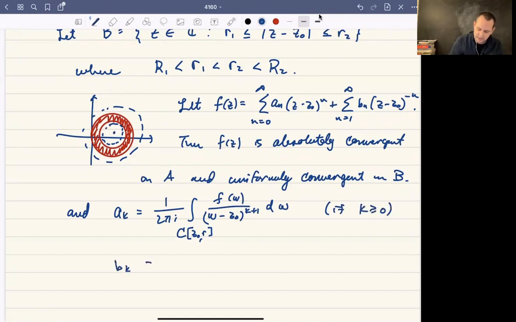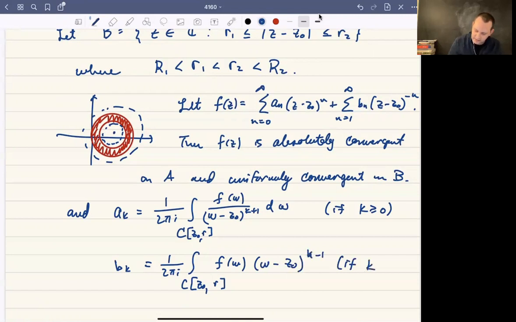And b sub k is going to have a very similar formula: 1 over 2 pi i times the integral over the circle of radius little r of f of w times w minus Z0 to the k minus 1, dw. I need to be a little bit careful here: that's if k is greater than or equal to 1. So our a sub k's and our b sub k's satisfy the same kinds of formulas.